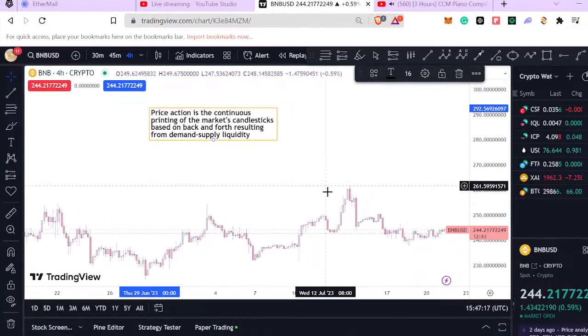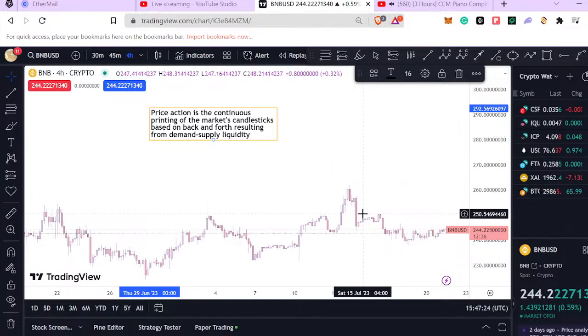So I say price action is the continuous printing of the market's candlesticks based on back and forth, resulting from demand and supply. I think that is very primary in understanding what exactly price action is. It is one thing that major traders have to analyze in the market and juxtapose with their own statistical understanding of the market. Very important.